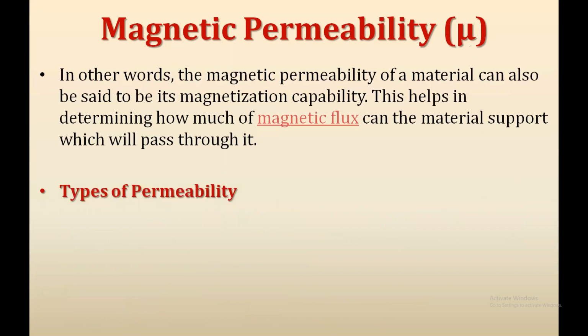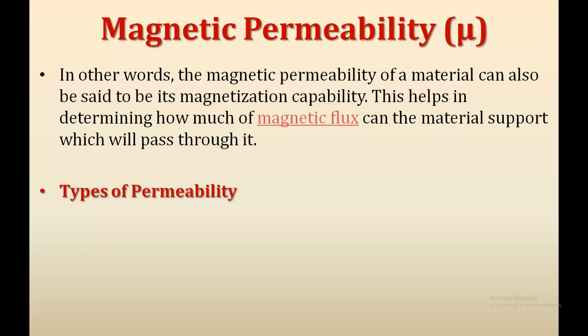In other words, the magnetic permeability of a material can also be said to be its magnetization capability. It's also called magnetization capability. This helps in determining how much magnetic flux the material can support to pass through it.